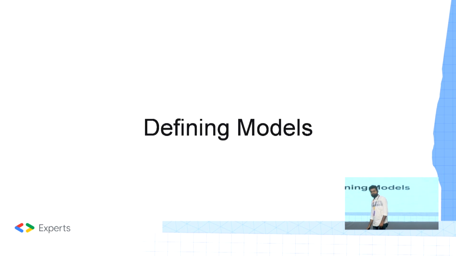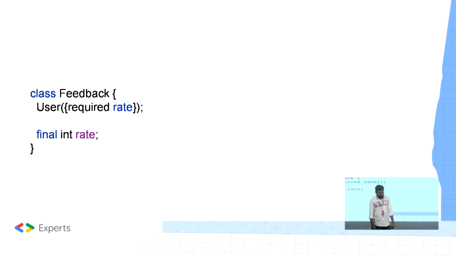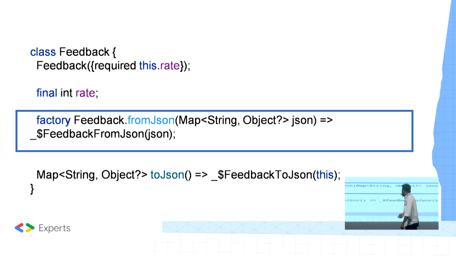Then defining models. Over here, I'm defining a model called feedback. You have seen the UI, right? It was a feedback screen. It contains a rating, so over here I'm creating one integer, rate. And if you have created any JSON serializable model in your Flutter application, I hope you have, right? And not just copy pasting a JSON into a tool that creates a DAO class for you. So I hope that's not the case.